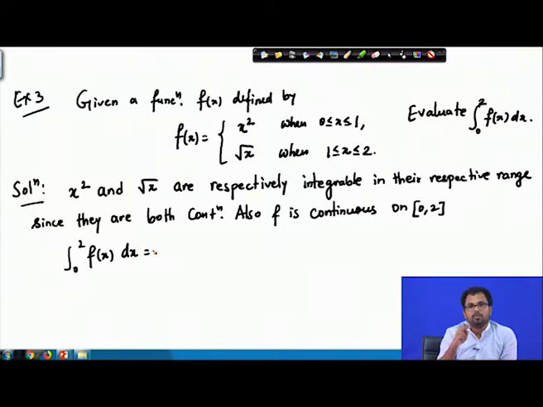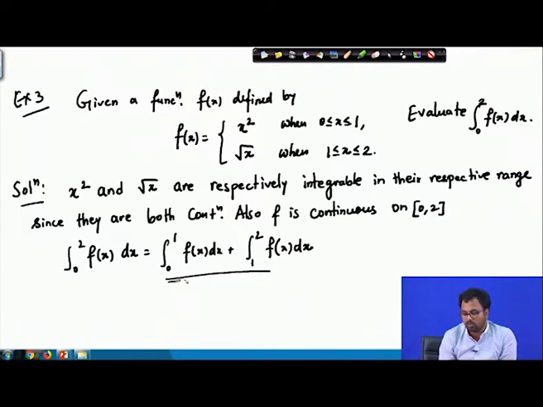So since we have two different functions from 0 to 2, we can divide the range in two parts, the integral of f(x) dx. So we have divided the interval 0 to 2 into two parts. After division it looks like this: one whole integral is divided into two sub-integrals. Now we can write it as 0 to 1. Between 0 and 1 it's x squared dx, and between 1 and 2 it's root x dx.